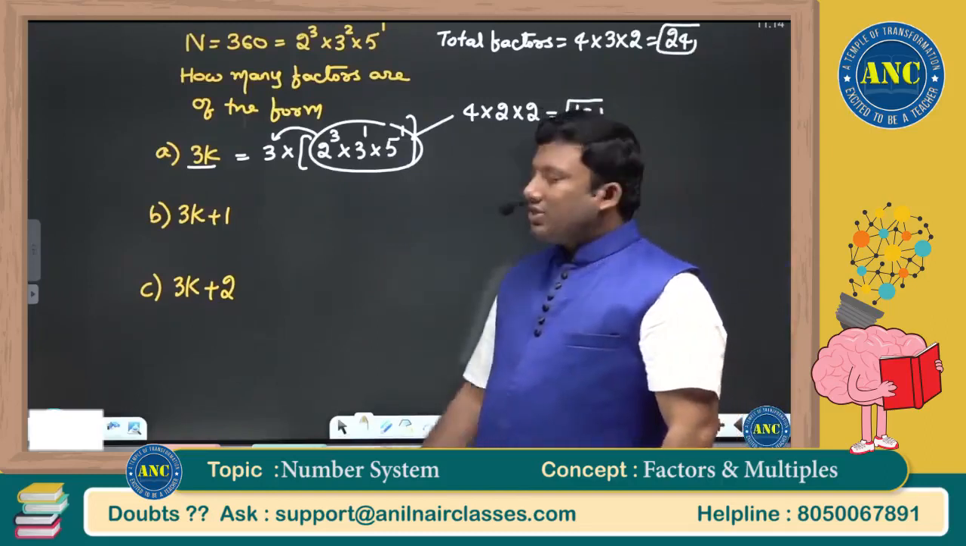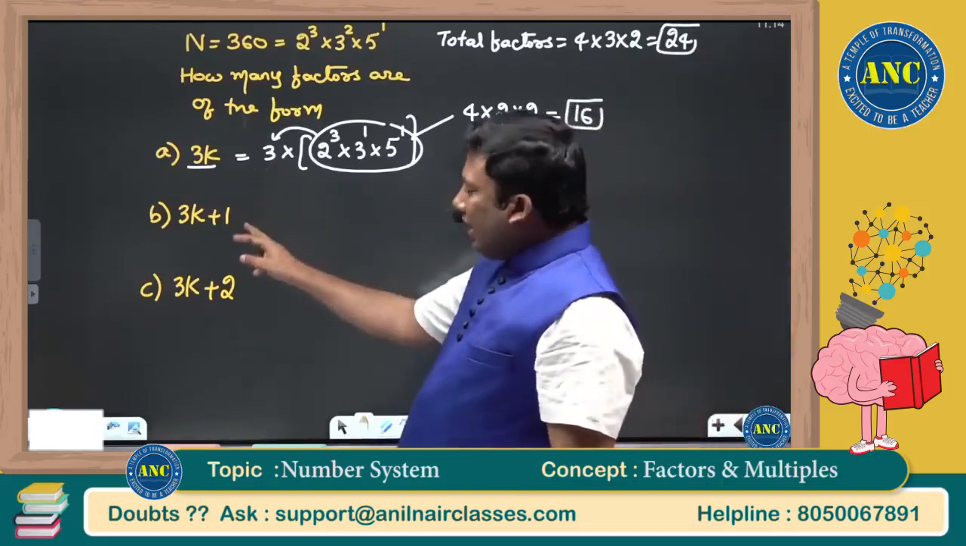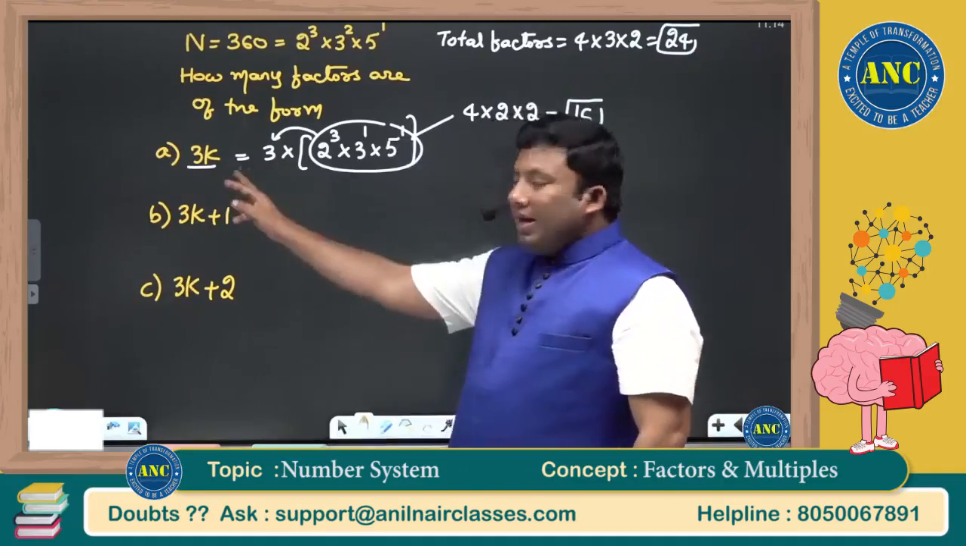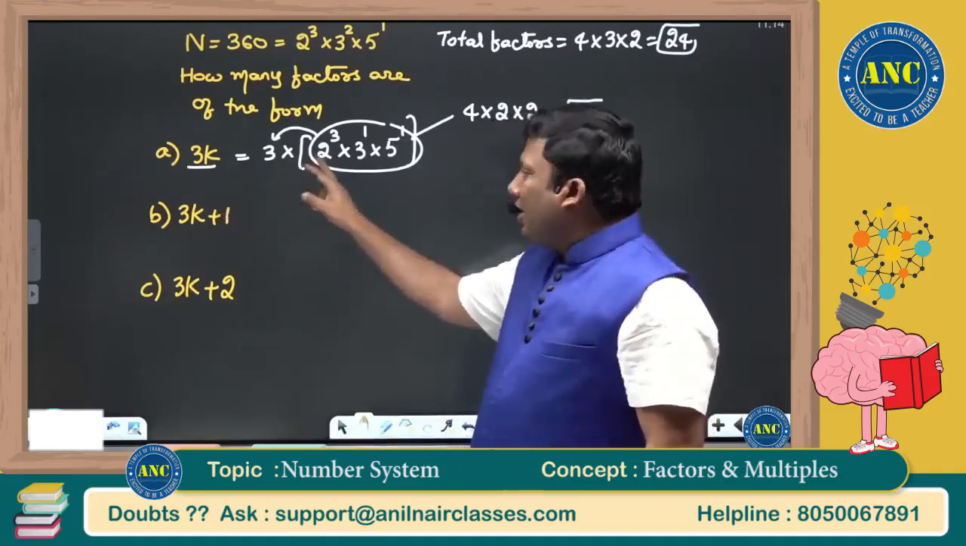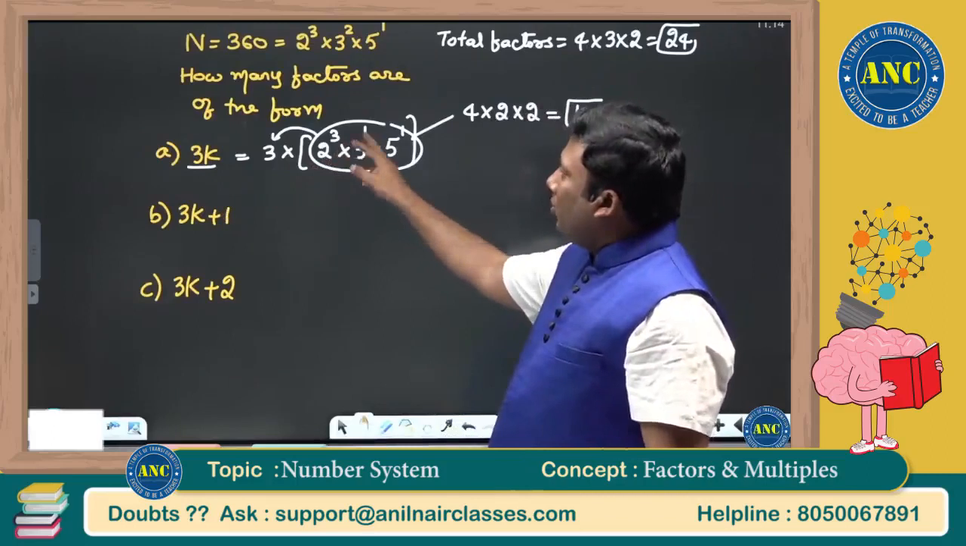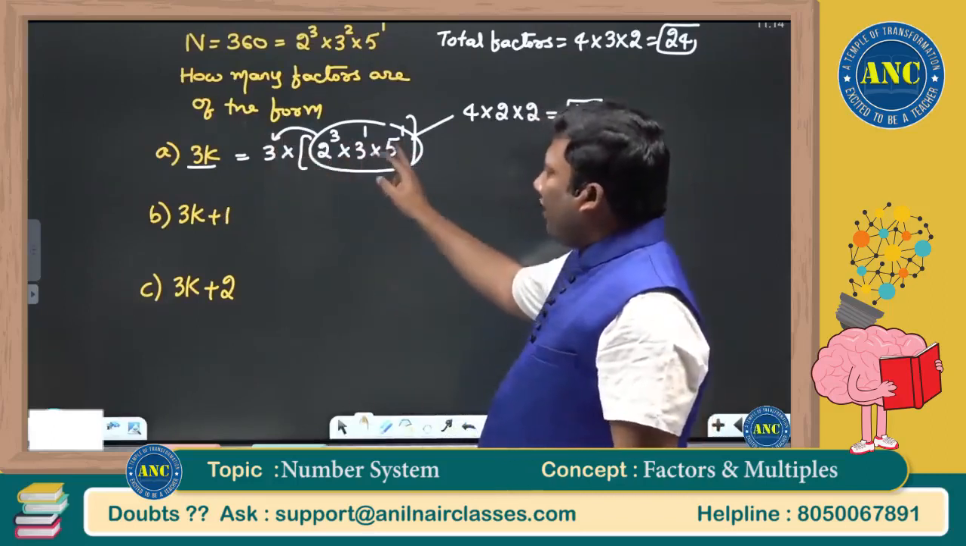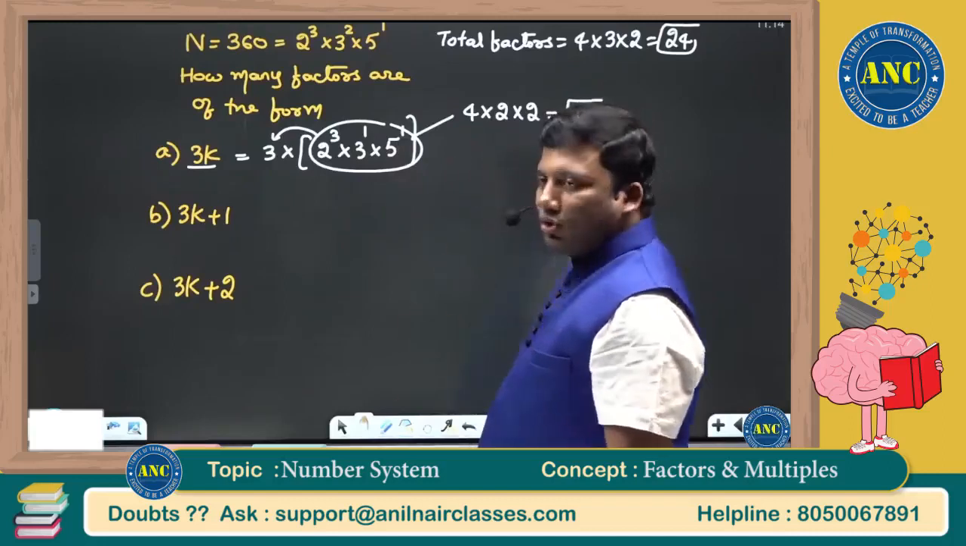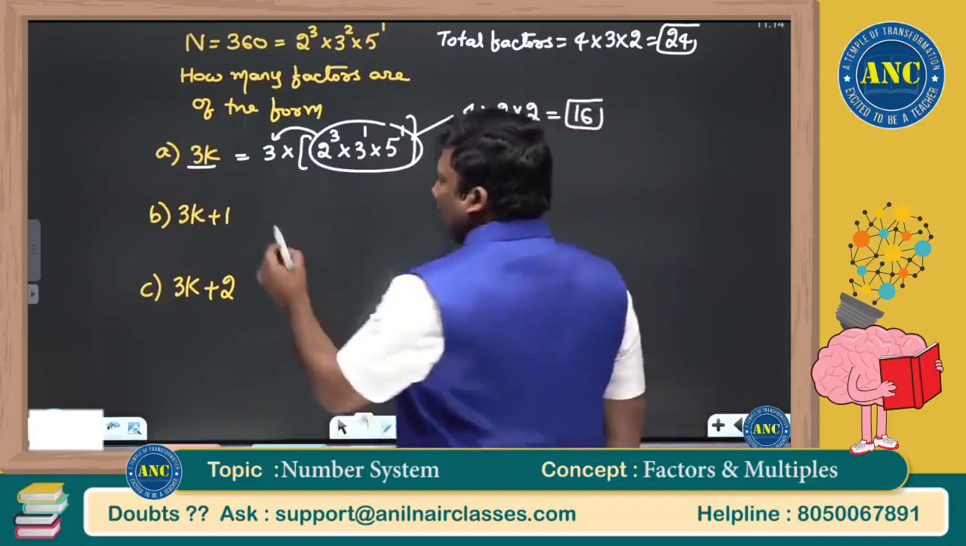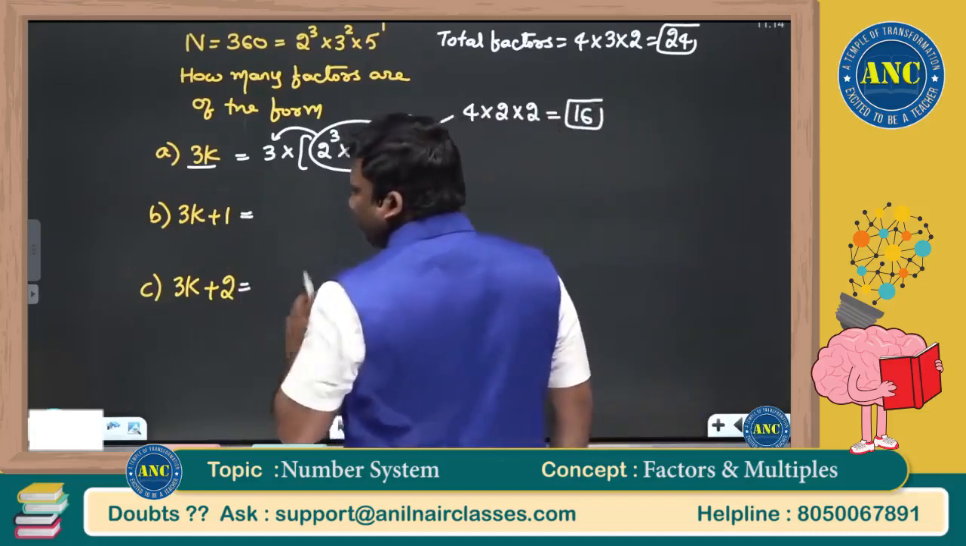How many factors are of the form 3k, 3k plus 1, 3k plus 2? Any number which is divisible by 3 is 3 into 2 cube into 3 power 1. Already 1 power of 3 is there, into 5 power 1. 4 into 2 into 2, 16 factors we got.